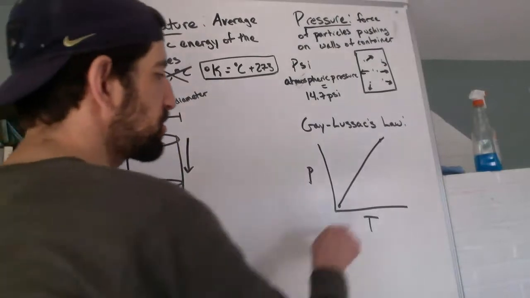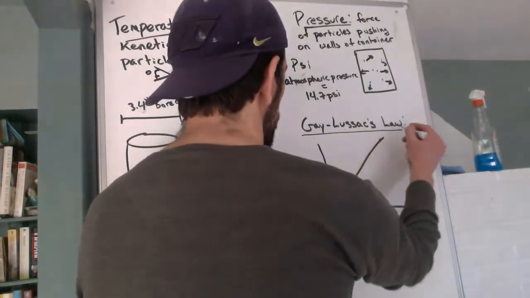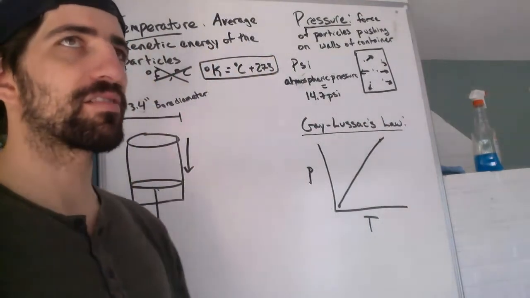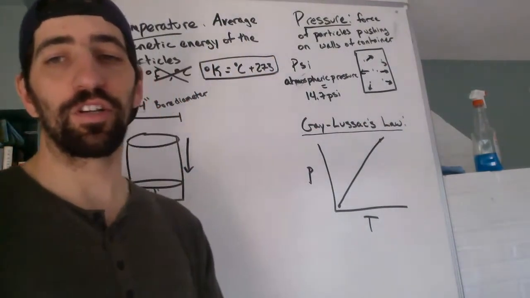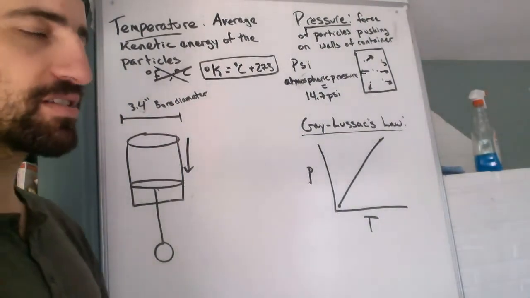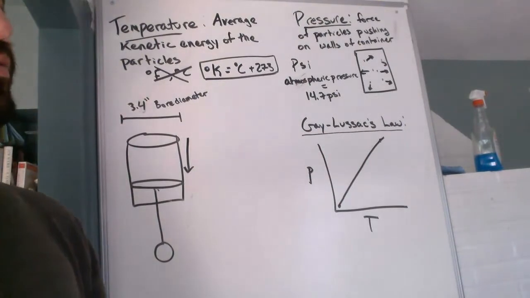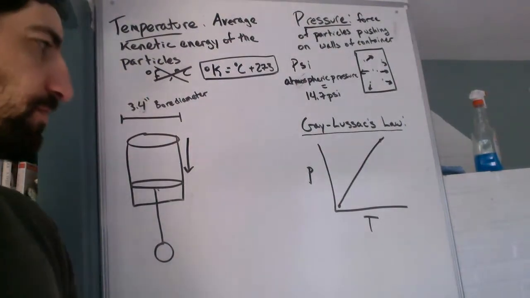So as temperature increases, pressure always increases. And that relationship is called Gay-Lussac's law. It's one of three or four gas laws that you'll find later when you go on to AP Chem or take chemistry in college. And it's intuitive. If you increase temperature, pressure increases as well. And we can show that in a formula, okay?